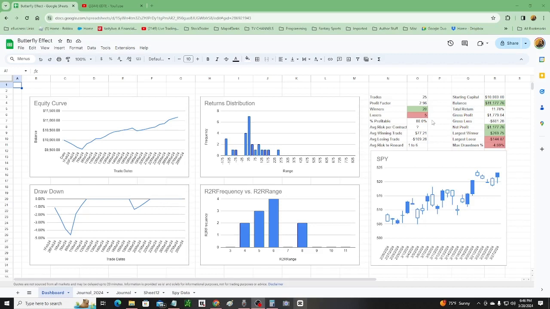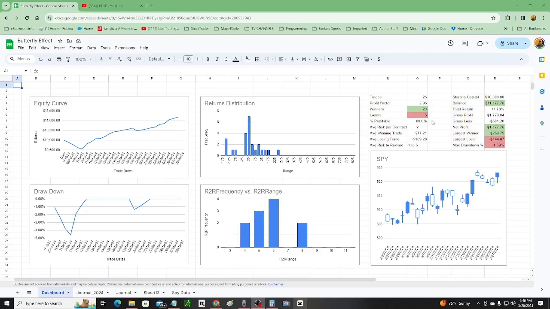But those would be specifically for the butterflies that I trade, the zero DTE butterflies. I have a small account, so as you can see, over the course of the month, I profited gross $1,700, basically $80 a trade, and that's after commissions and everything else. So all that's factored into my spreadsheet here.